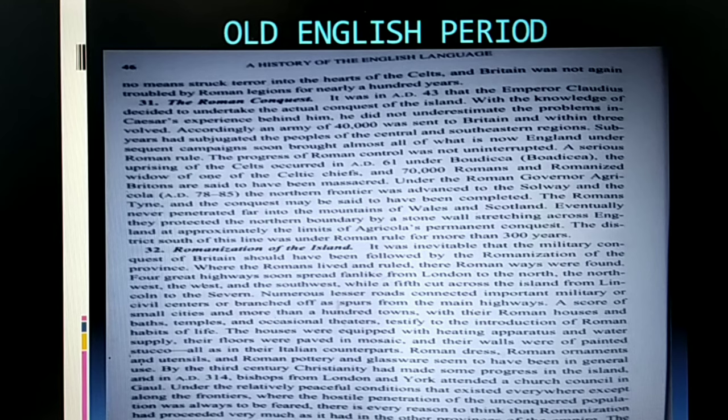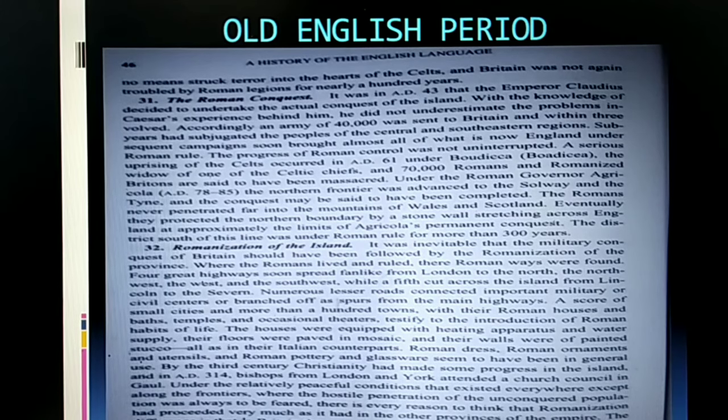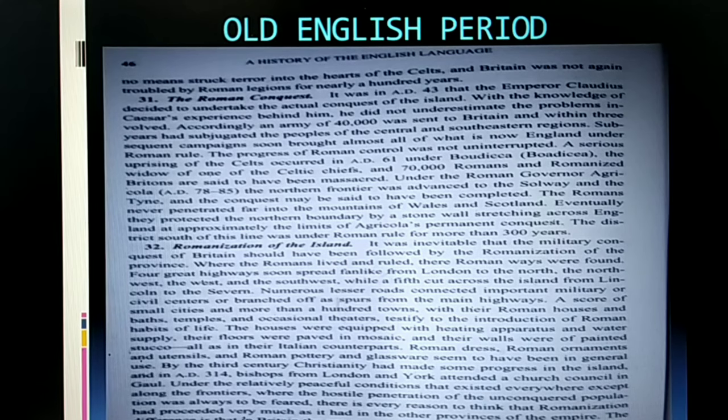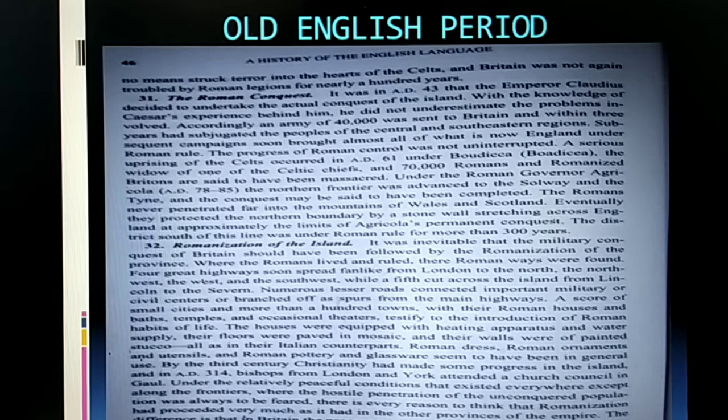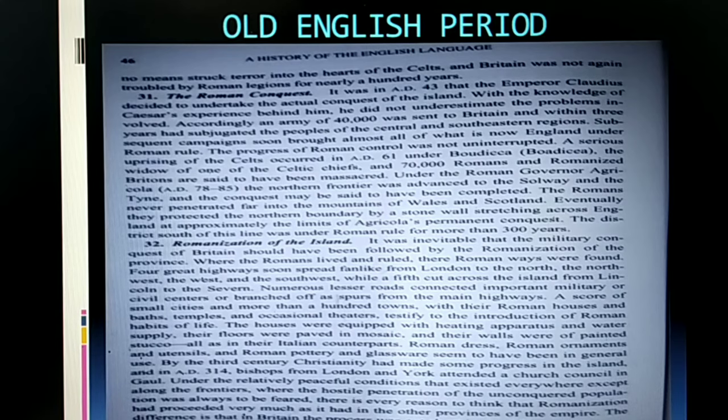A score of small cities and more than 100 towns with their Roman houses and baths, temples and occasional theaters testified to the introduction of Roman habits of life. The houses were equipped with heating apparatus and water supply. Their floors were paved in mosaic and their walls were of painted stucco. All, as in their Italian counterparts, Roman dress, Roman ornaments and utensils, and Roman pottery and glassware seemed to have been in general use. By the 3rd century, Christianity had made some progress in the island.